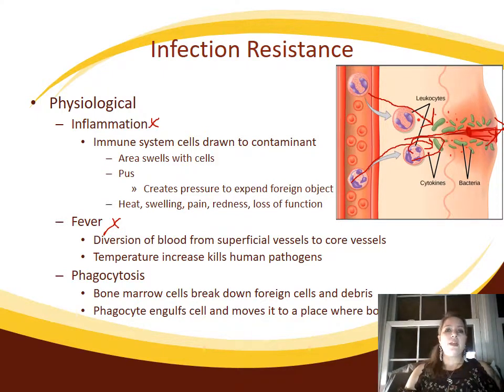And then there are these sweet little dudes called phagocytes. Okay, these are bone marrow cells that break down foreign cells and debris, and a phagocyte will actually engulf a foreign object and move it to a place where it can be expelled from the body. So it does kind of the same thing that a leukocyte would do.